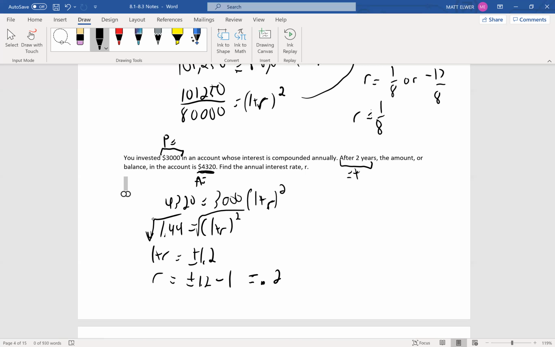Okay, so our interest rate is 0.2, or we could say that it's 20%. 0.2 is the same thing as 20%. So our interest rate is 20%. Okay. So I'll keep moving on in just a second here.